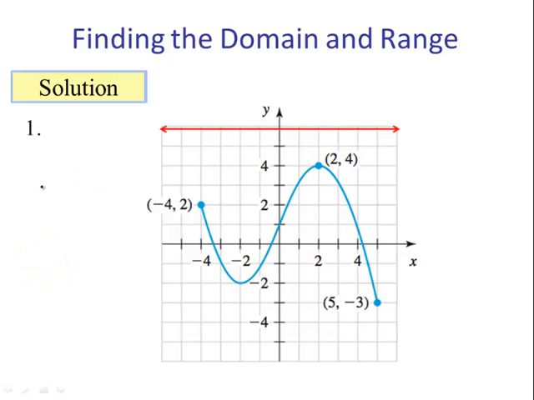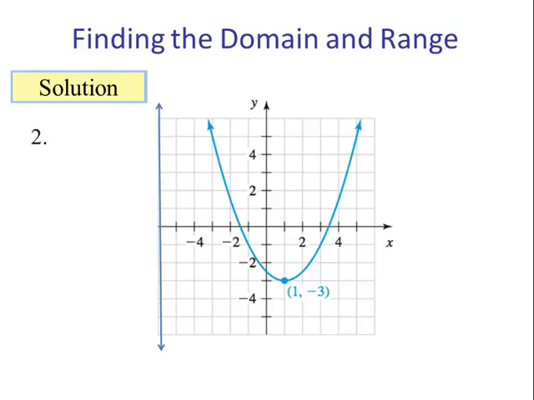To write this, we would say -3 is the minimum, the largest is +4. We want all y values, and because they're closed circles, they can equal those values. Notation: bracket, -3, comma, +4, bracket. For number 2, the domain, we take our pencil and we slide it across the x-axis.